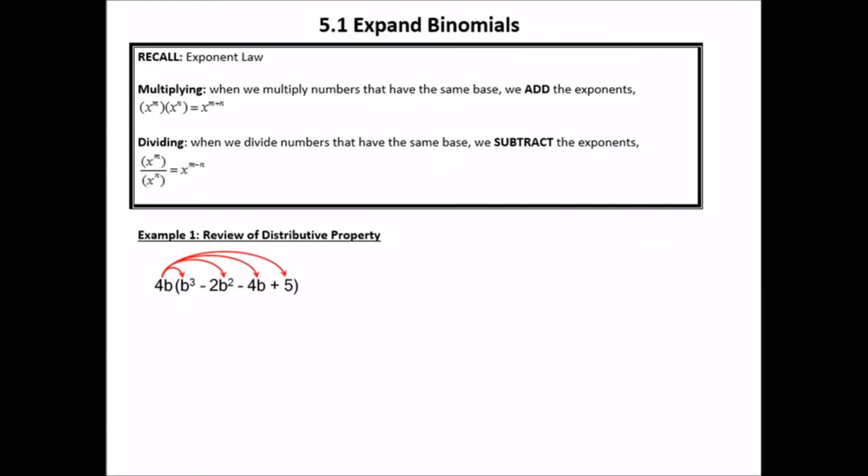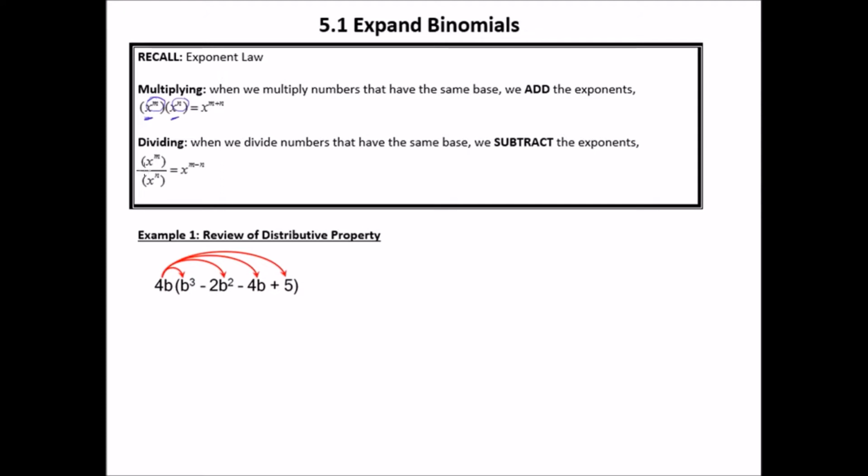So let's just recall the exponent law that you started in grade 9 and then, of course, touched on in grade 10 as well. When we multiply two numbers that are the same, so see the base of x and x, what we do is we take the exponents m and n and we add them.